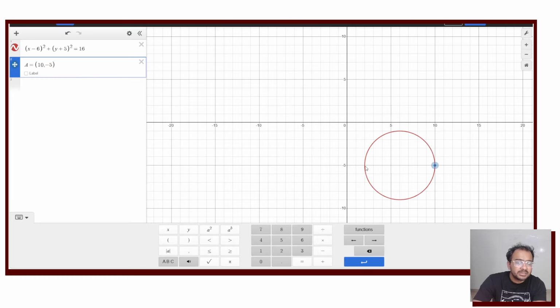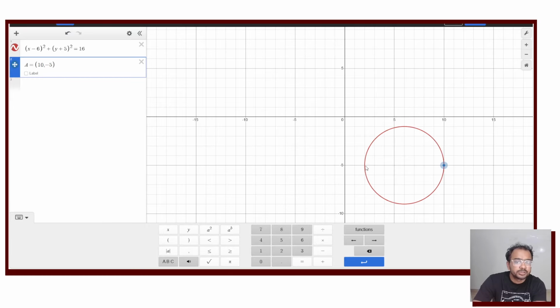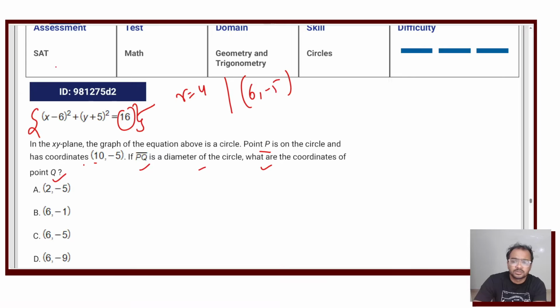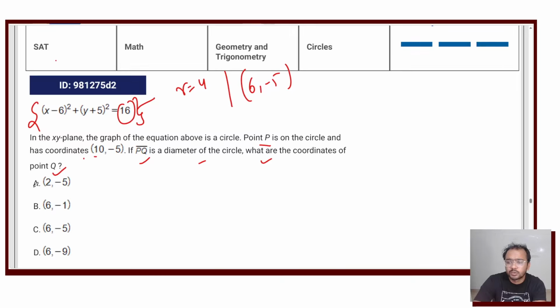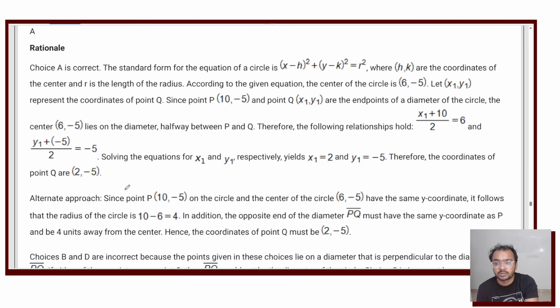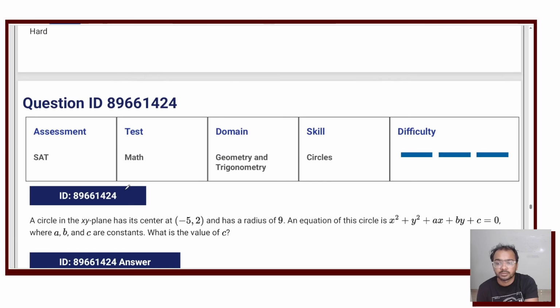So we can simply see that the diametrically opposite point to this will be this one, and the coordinate will be -5 for y, and this one here will be 2. So simply by observation, you have 2, -5. So question based on simple observation, nothing much, no calculation required.